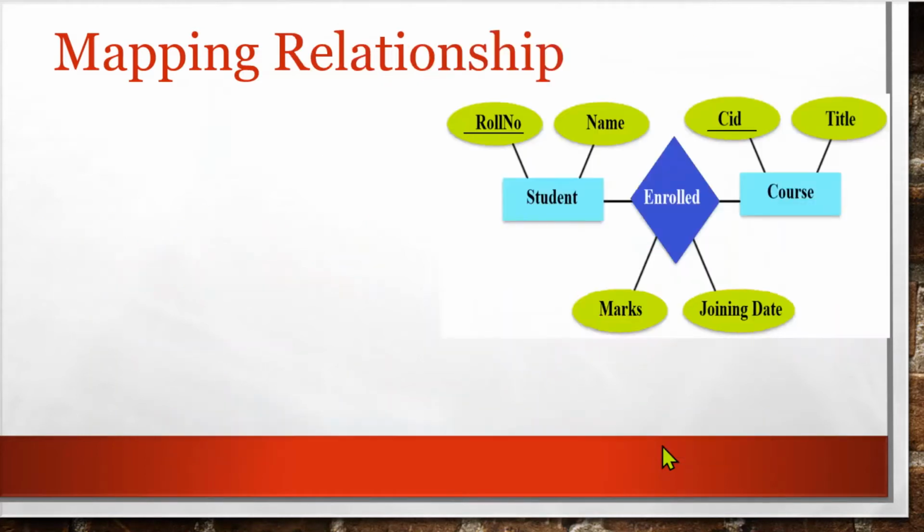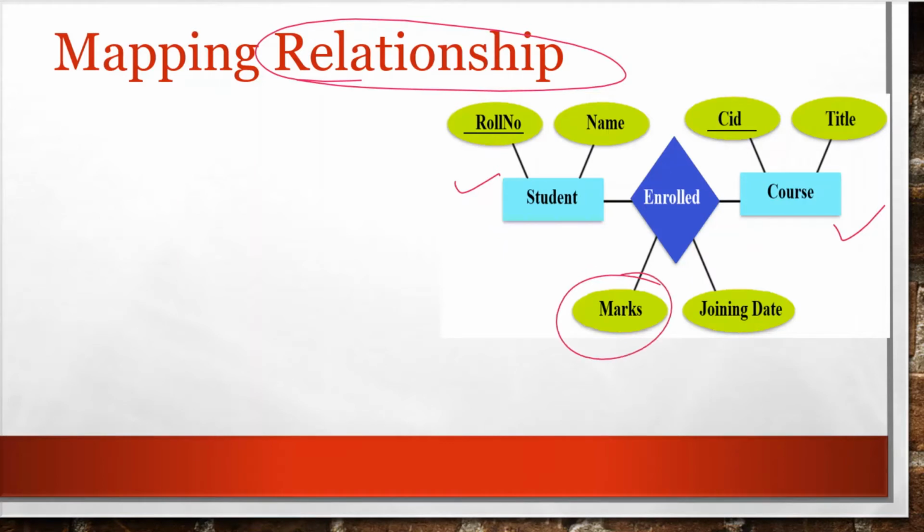Next we have how to convert the relationship. Relationships relate two entities, or if we have an n-ary relationship, more than two entities can be involved in a relationship. Here this is a binary relationship, and we are talking about binary relationships first. In a binary relationship we have two entities, one is student and another is course. The relationship also has two attributes, the marks and the joining date.